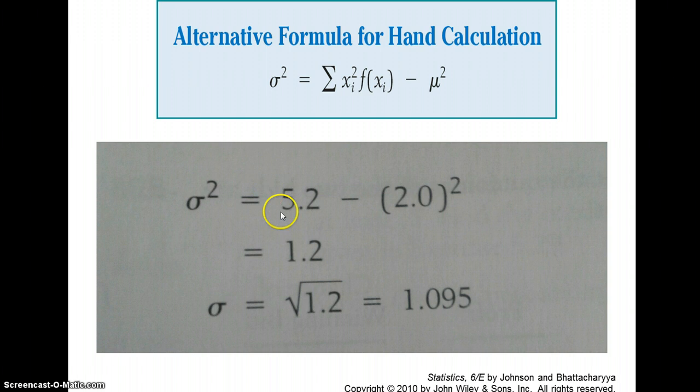Look, this is the formula. 5.2 is what we get adding up. Subtract mu squared, we use 2, and we get 1.2, the same as before. And for the standard deviation, take the square root of 1.2, we get the standard deviation. So that's the sample variance. I'm sorry, the population variance. That's the population standard deviation.